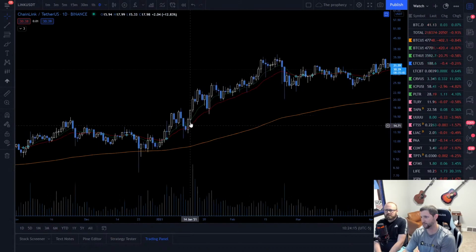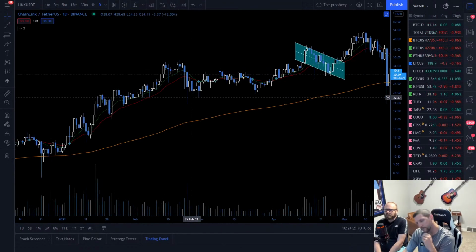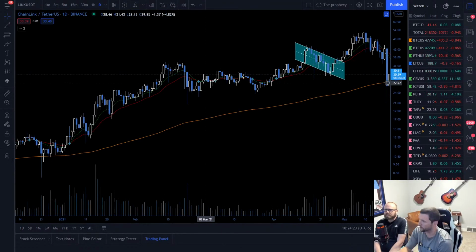This is impulsive. This is just chop, and then you get a quick impulsive move here. And then an impulsive move down. That makes sense.